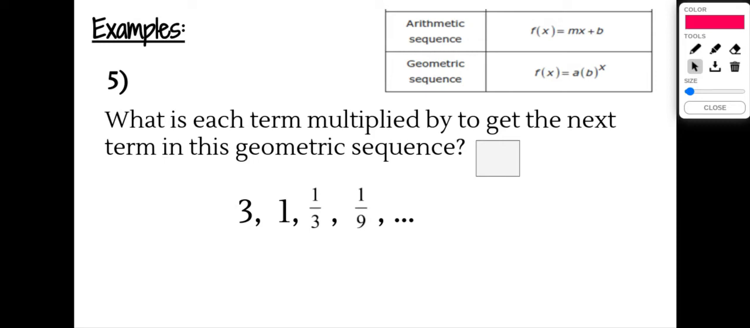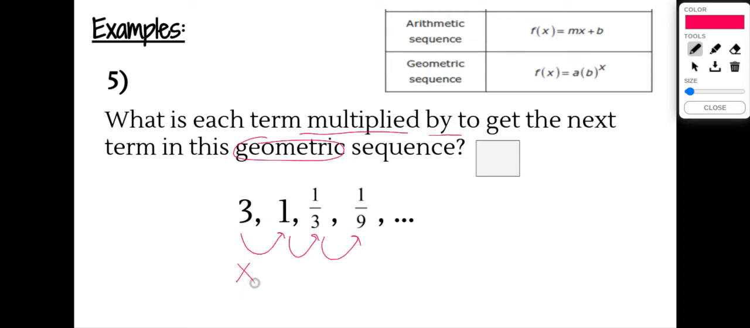Number 5. What is each term multiplied by to get to the next term in this geometric sequence? Well, it makes sense as a geometric sequence because it's saying that you're multiplying to get to the next term. I'm given an empty box, so I want to put the answer in that empty box.